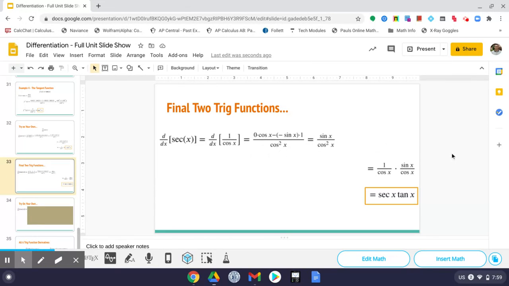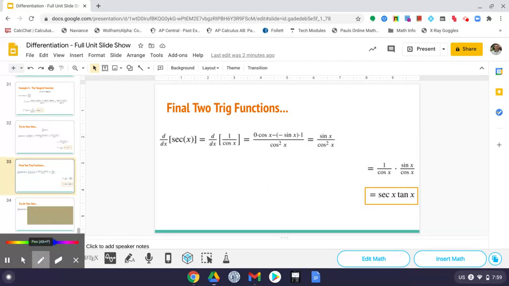Here's the trick for secant, and which will also be the trick for cosecant when you try that one: this can be simplified into 1 over cosine multiplied by sine over cosine. That's really nice because if I don't have to use a fraction here, I don't want to. And so this is the most common version of the derivative of secant. 1 over cosine is secant x, sine over cosine is tangent of x, and so the derivative of secant is equal to secant x tan x.